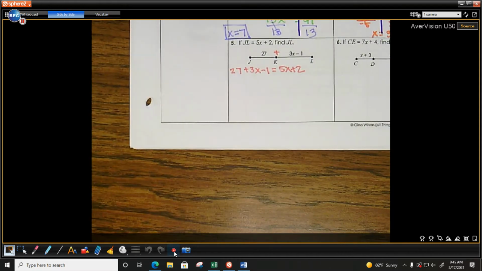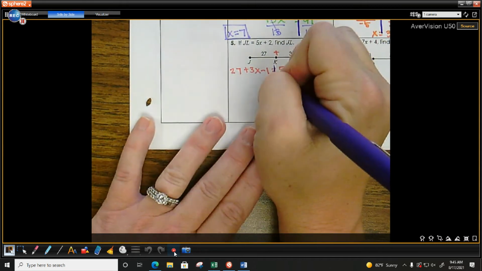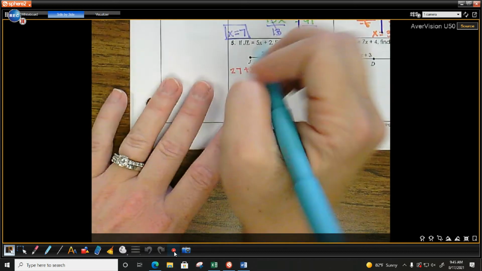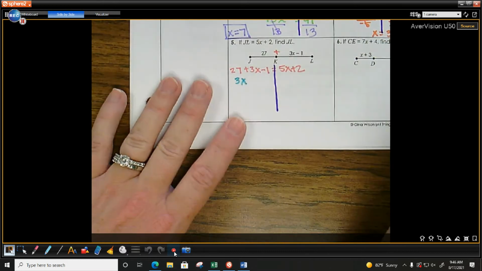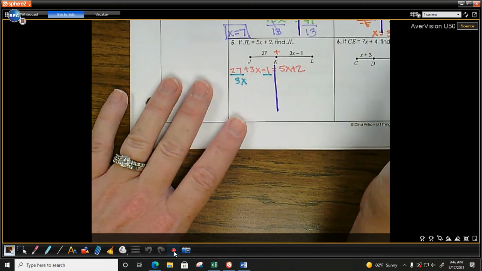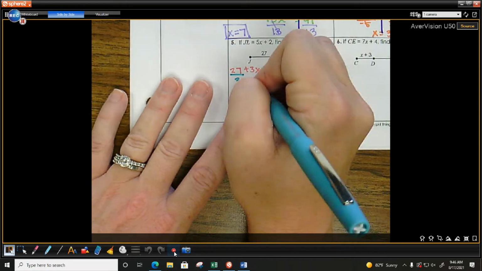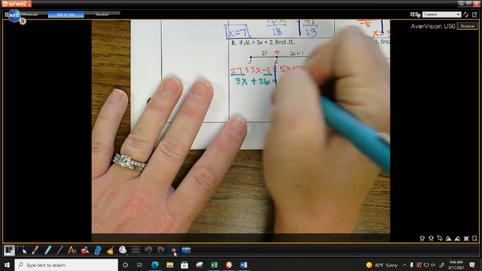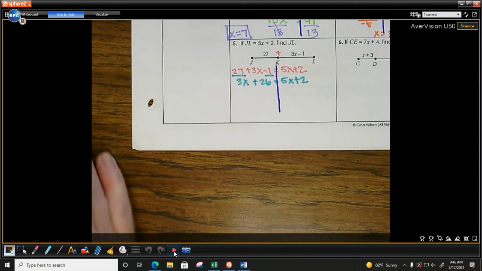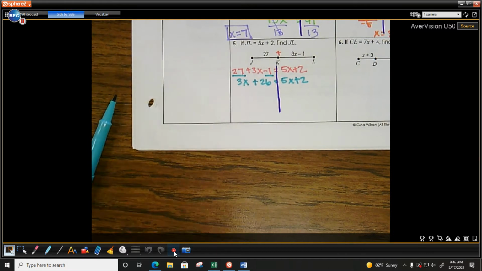Before you move anything from side to side, combine your like terms. I always put my x term first, so I'm going to put my 3x first. What's 27 minus 1? 26. So plus 26. Drop down your plus 2, because those are not like terms. Were we okay moving both the variable and the constant term in the same step? So we're going to do that again, okay?